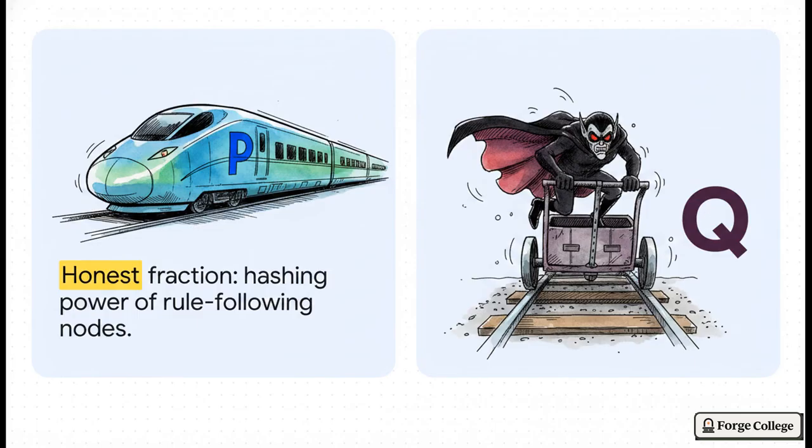P is our honest network fraction. That's the speeding bullet train powered by all the good faith nodes keeping the network moving forward. Racing right behind is Q, the adversary fraction. That's the percentage of hashing power controlled by our cartoonish villain trying to catch up. Literally, the entire math of probabilistic finality is based on this relentless race between P and Q.